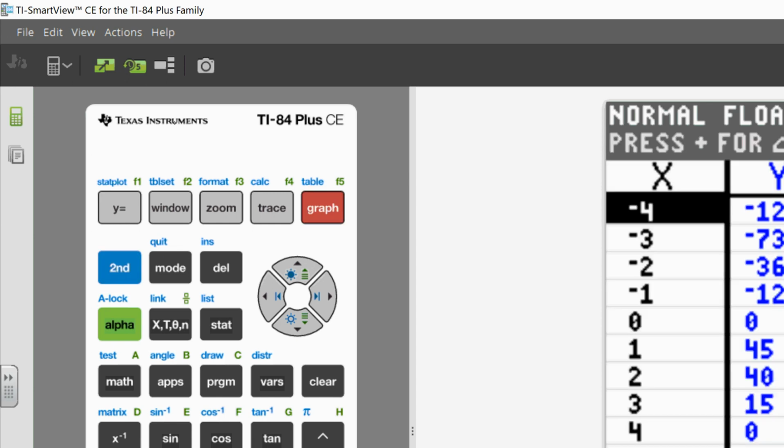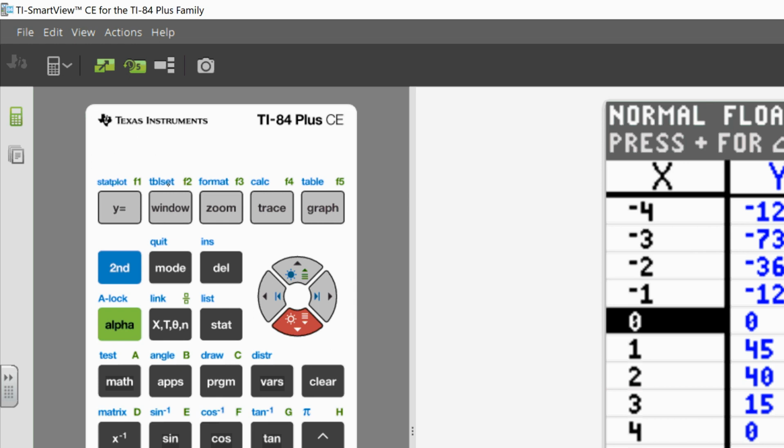Now we can go second graph to look at the table. And we see it's 0. When x is 0, the y value is 0. And when x is 4, the y value is 0. So we do have 2 zeros at least.